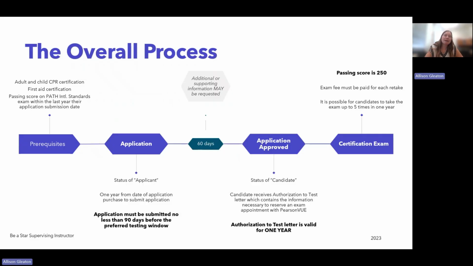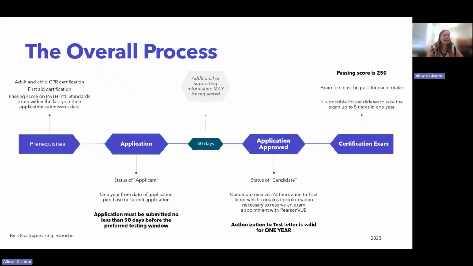The exam fee needs to be paid for each retake. So they need to contact Path International and let us know that they'd like to sign up for a retake. We'll then get them another invoice for the certification fee. They pay it, and then that same process happens once more. Once that payment is completed, then they'll actually get another authorization to test letter from Pearson VUE, which signals they're ready to go ahead and sign up for another exam appointment. So it's the same sequence before and after.